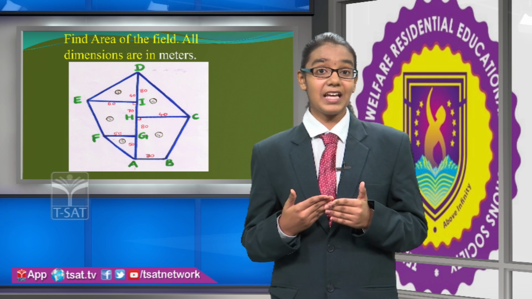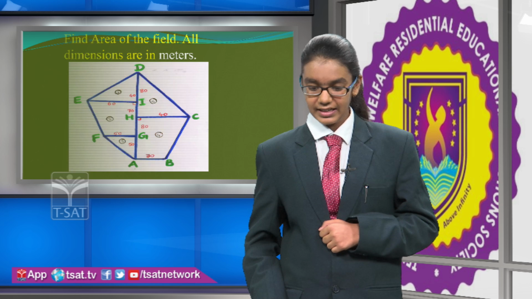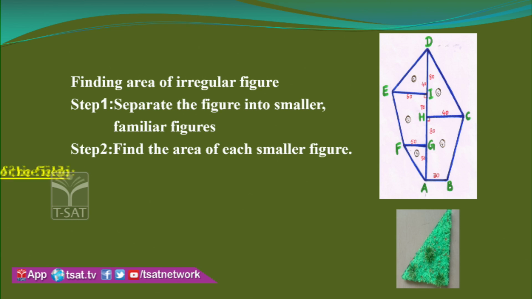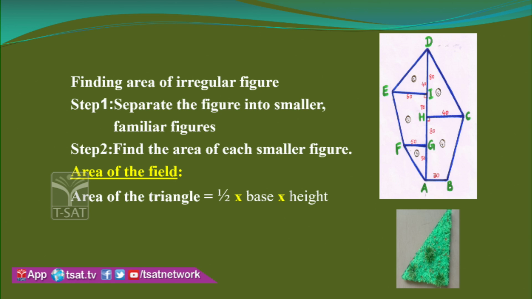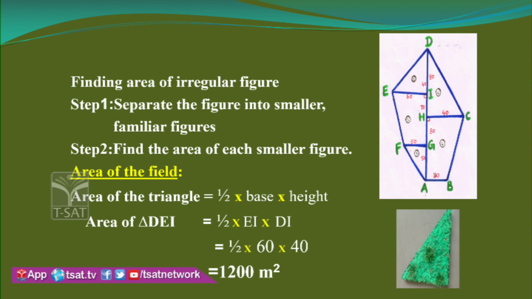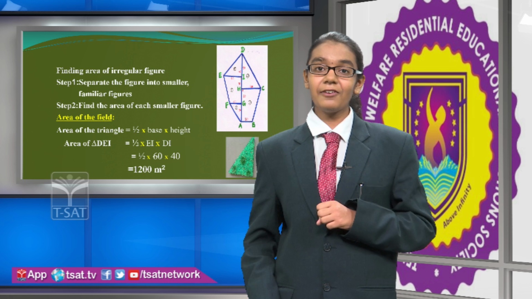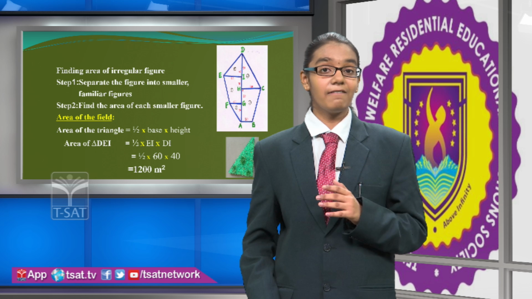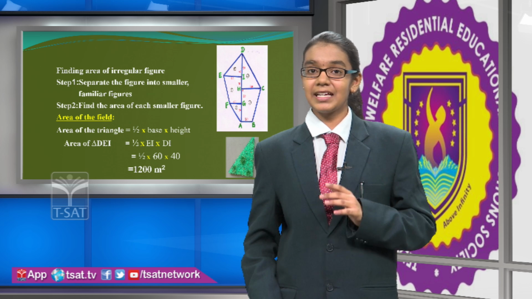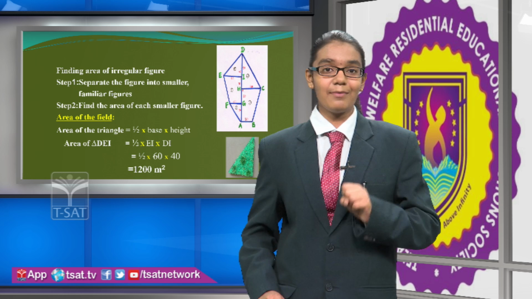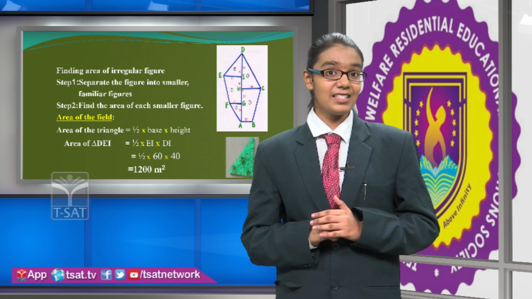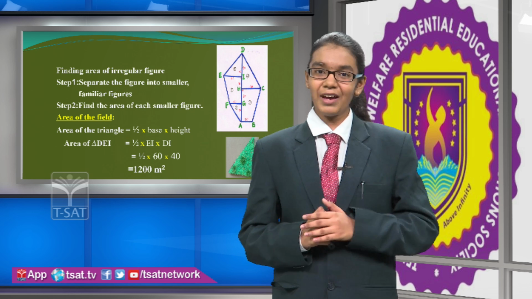First, let's find out the area of the triangle DEI. Area of the triangle is half into base into height. Here, the base of the triangle is 60 and the height of the triangle is 40. So now, if we multiply half, 60 and 40, we'll get 1200. So, the area of the triangle DEI is 1200 square meters. Here, all its dimensions are in meters. If the side is in meters, then the area will be in square meters.